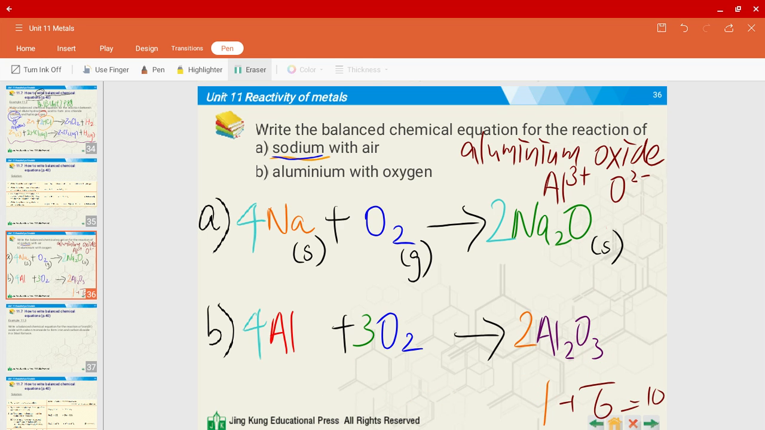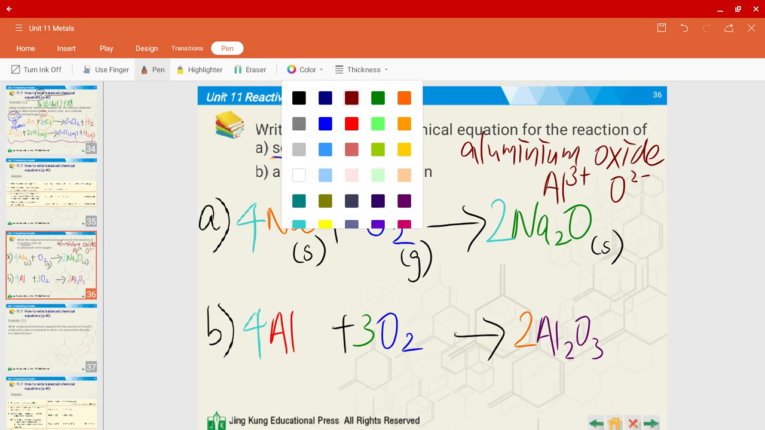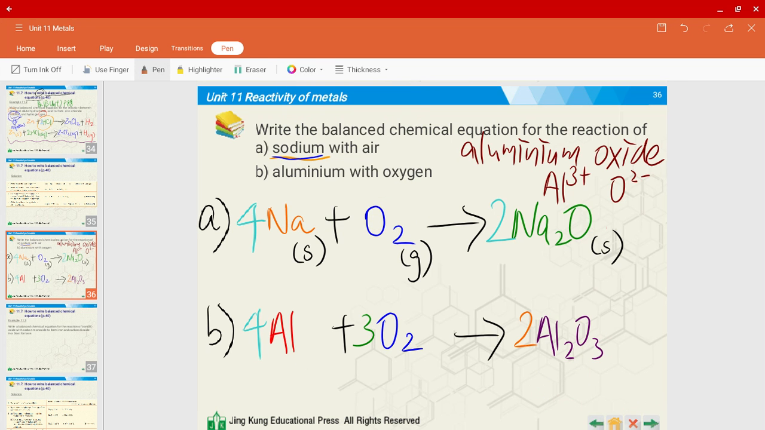Don't forget, last step, you need to add back the physical states. So this is solid, this is gas, this is solid.